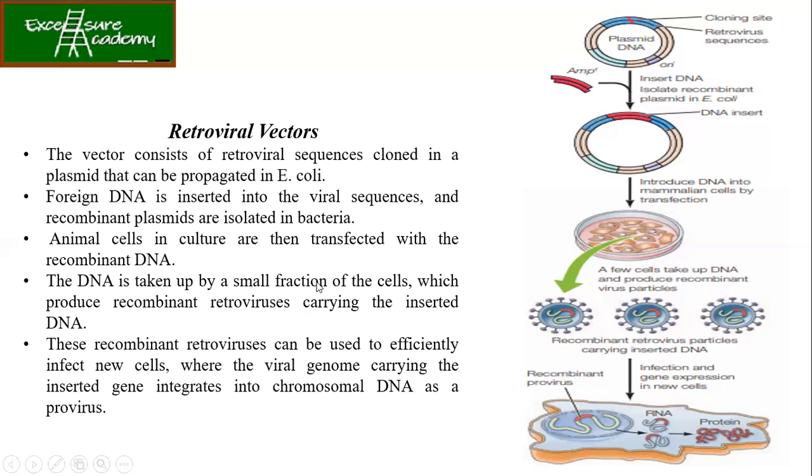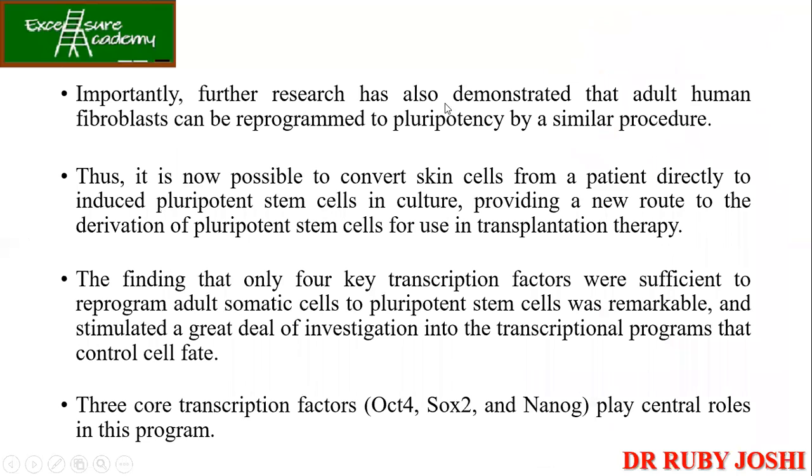Okay? Now, further research has also demonstrated that adult human fibroblasts can be reprogrammed to pluripotency. So now it is possible to convert your skin cells, which are taken from a patient, directly into stem cells, and stem cells को हम induce करेंगे so that the differentiated cell बन सकता है, and that will be helping in the transplantation therapy. तो key factor क्या है यहाँ पे, कि वो कौन से transcription factors हैं which we need.